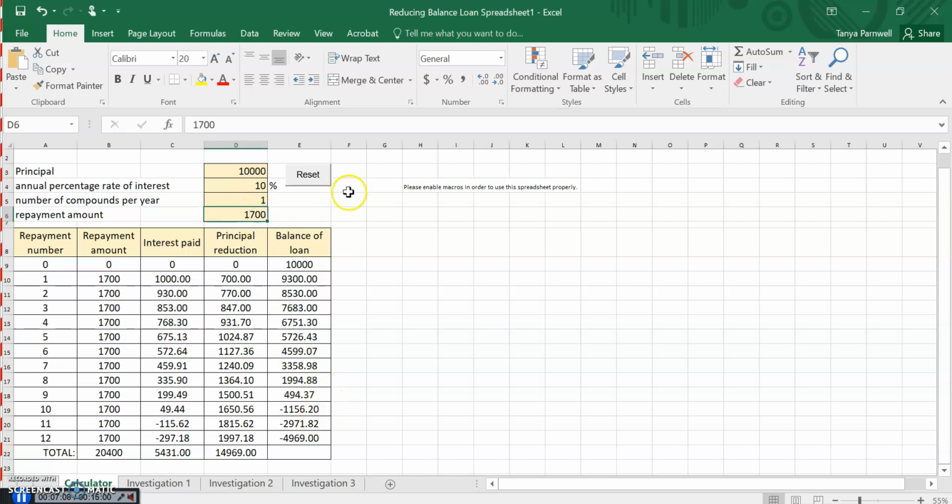The opposite is going to happen, so I'll go back to my $1,500, and now the opposite is going to happen if I were to decrease my loan to, let's say, $1,300. Sorry, my repayment, not my loan. If I decrease my repayment to $1,300, we can see here after 12 repayments that I'm still owing $3,600 almost. So it's going to increase the amount of time it takes me to repay the loan.